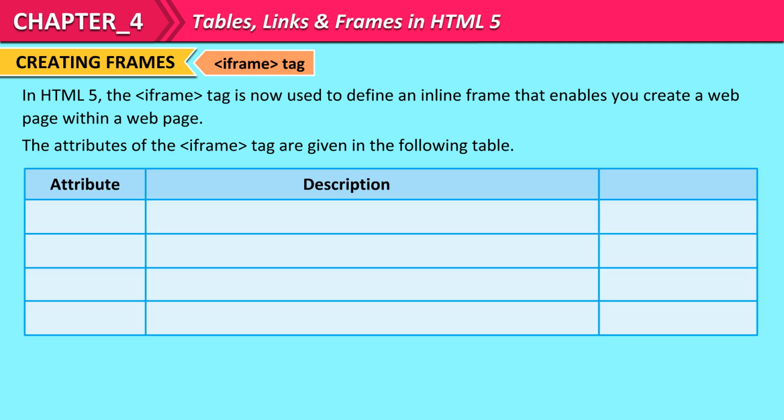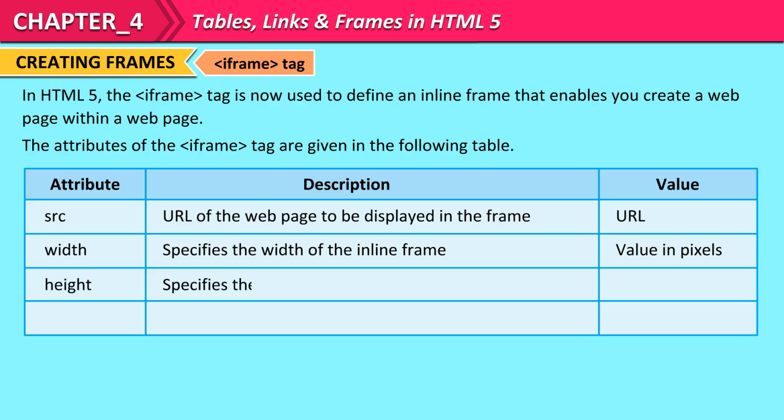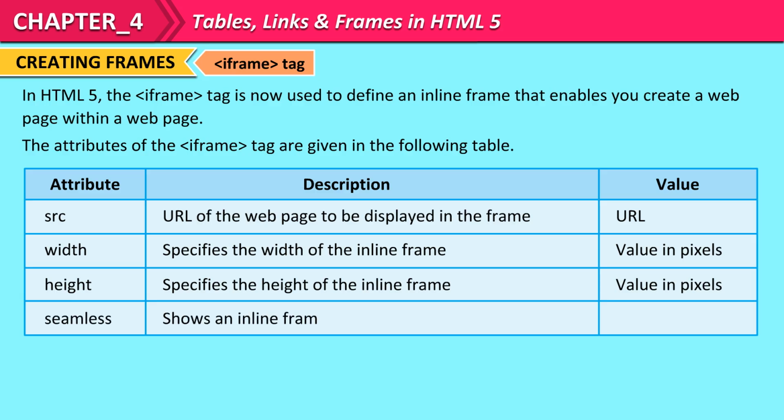Attribute, description, value. src: URL of the web page to be displayed in the frame. Value: URL. width: specifies the width of the inline frame. Value: in pixels. height: specifies the height of the inline frame. Value: in pixels. seamless: shows an inline frame as part of the containing element.